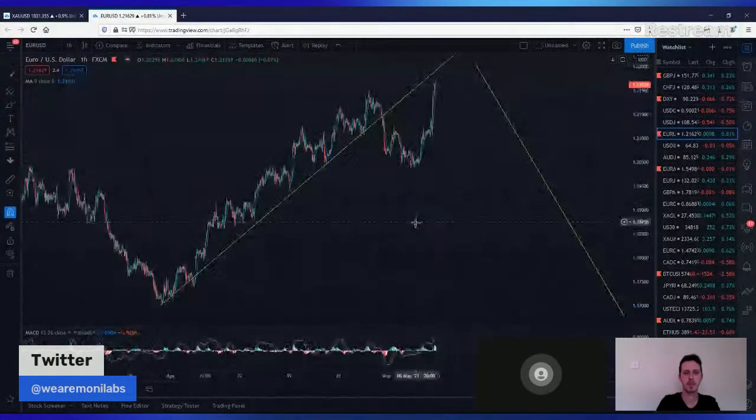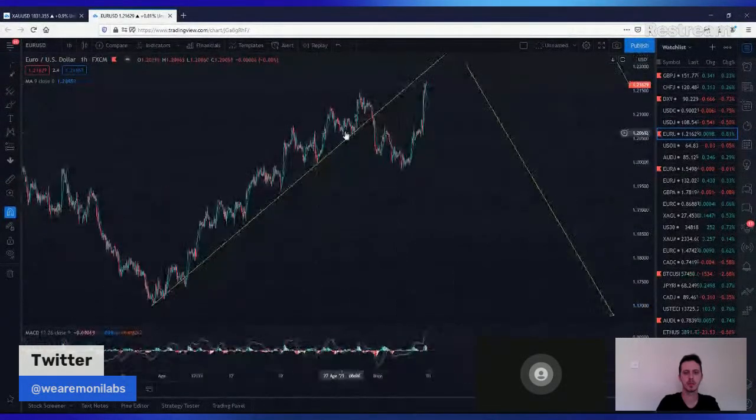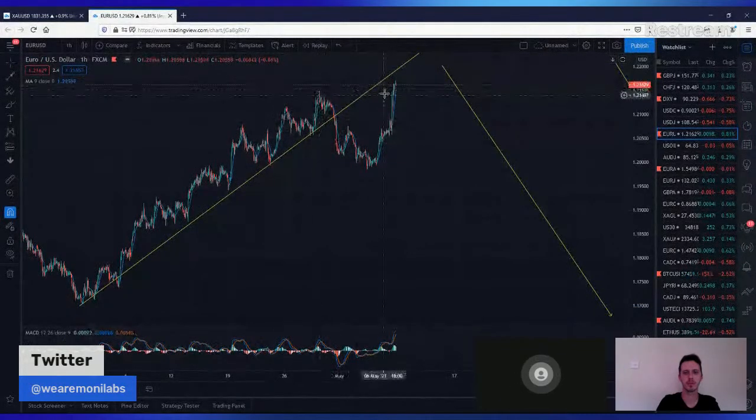We also have here, as you can see, a break from the previous trend line on the 1 hour time frame. We made a new high.